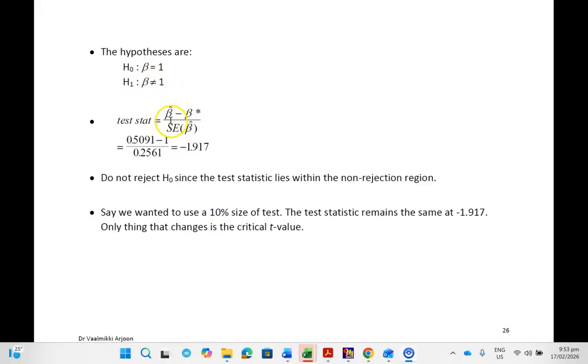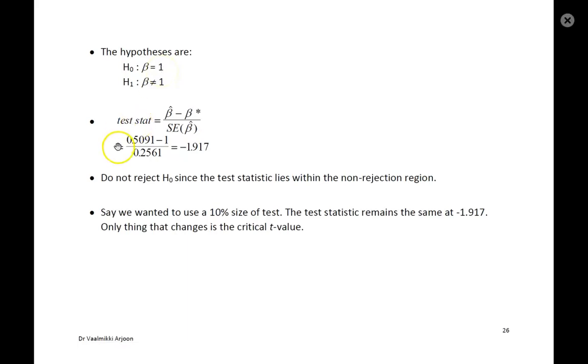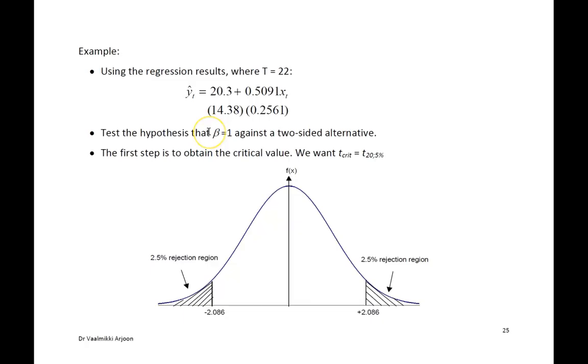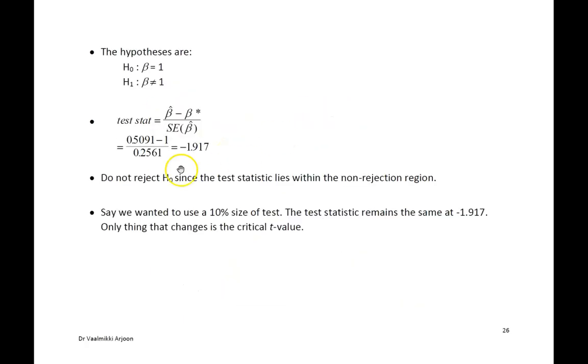So our test statistic will be beta hat minus beta star, where beta star is whatever the null hypothesis is testing, that beta is equal to 1. We got beta hat from the regression equation as 0.5091. So it's 0.5091 minus 1 divided by the standard error of beta hat, which we saw is 0.2561. Dividing gives us negative 1.917.